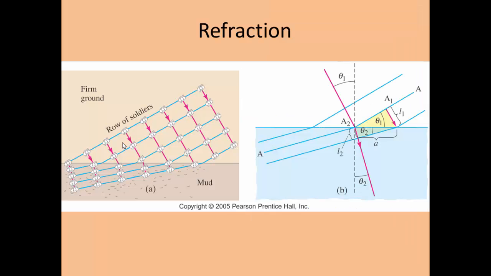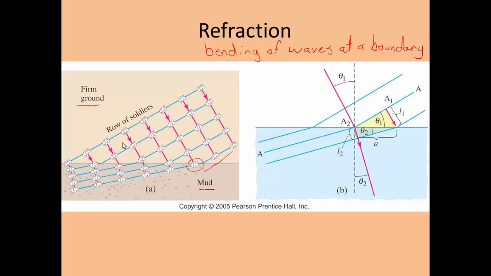The next phenomenon that we need to look at is called refraction. Refraction is the bending of waves at a boundary. So if we have an example of a column of soldiers that are marching to battle, as they go from solid, firm ground into mud, as the first wave front, this first row, hits, every time a soldier hits the mud, he's going to slow down.